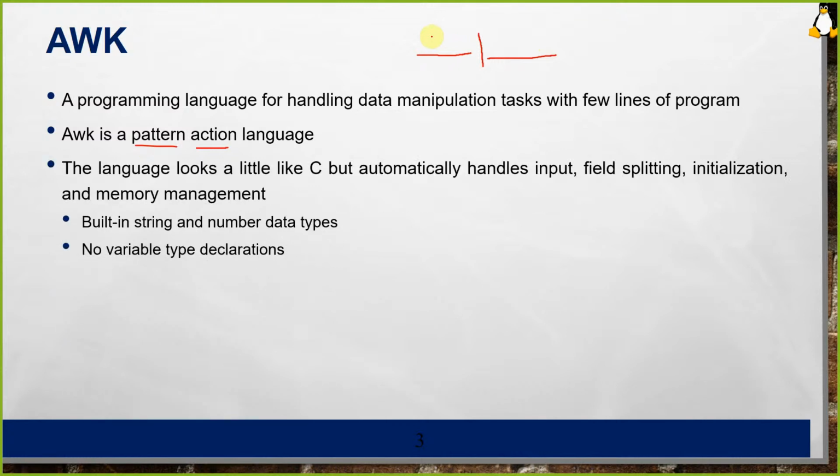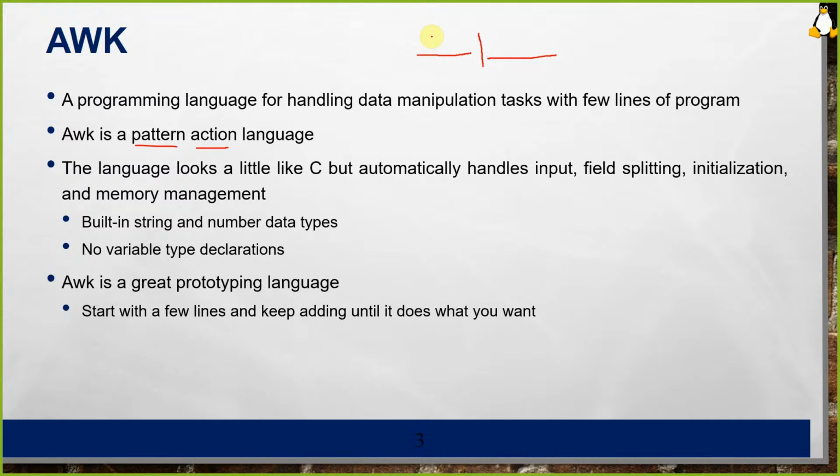The language looks like C, but automatically handles input, field splitting, initialization, and memory management. Built-in string and number data types, no variable type declaration required for this. Awk is a great prototyping language. Start with a few lines and then keep adding until it does what you want it to do. So it's good to build. You can make your application evolve as you start, the way we do it in shell scripting.